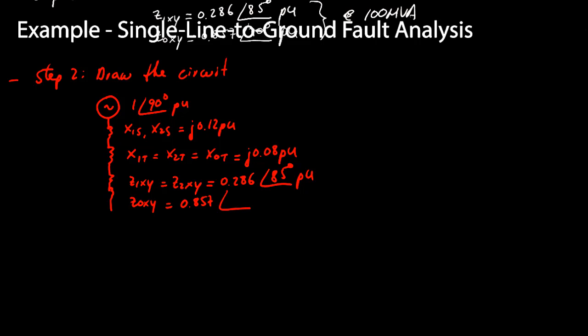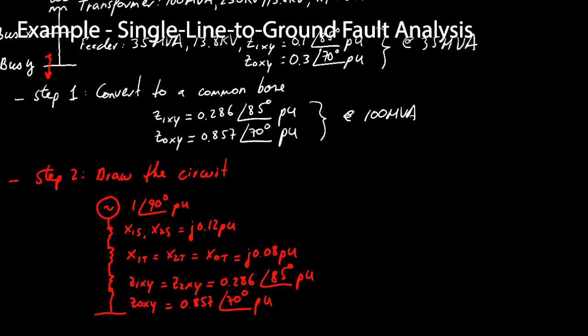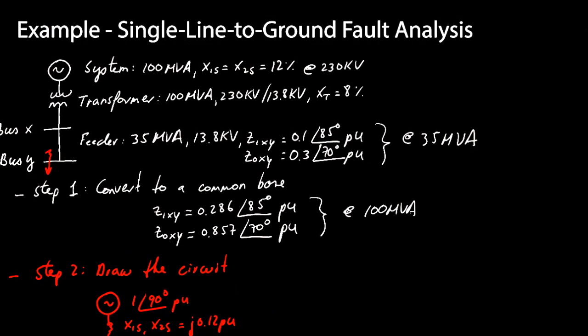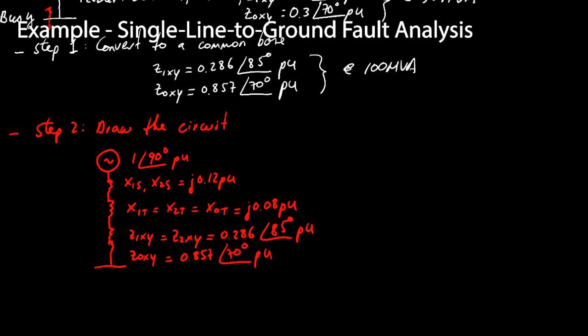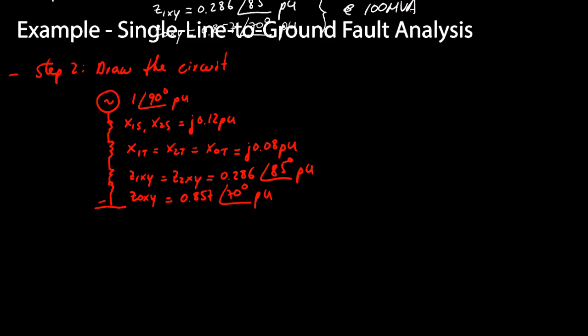0.857 at 70 degrees per unit. And here is where we have the fault. So again, we're faulting bus Y on this example power system over here. So here's where the fault is. So now we have our circuit, but again, we need to decompose this into the different sequence networks, because we have different impedances for the positive, negative, and zero sequence networks.